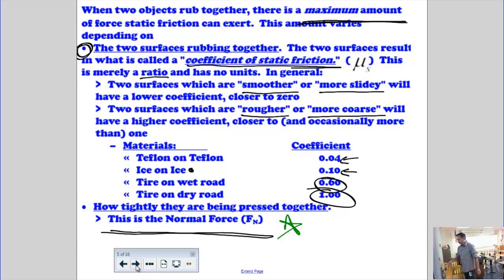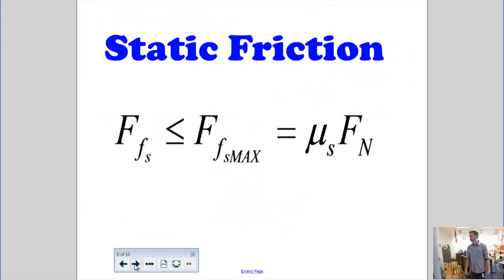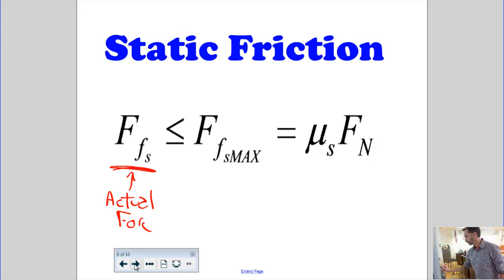So these are the two things that determine our maximum amount of friction, all right? And the notation we're going to use to represent that maximum friction is this: force of friction static max, okay? So how do we find it? Here is our equation. The idea is, at any given instant, the actual amount of static friction force acting on your object is going to be less than or equal to this maximum value.